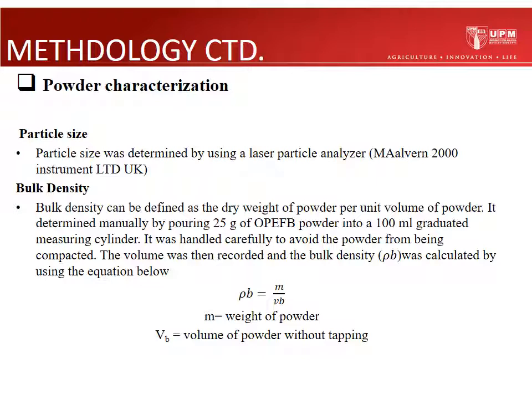For the bulk density, bulk density can be defined as the dry weight of powder per unit volume of powder. It is determined manually by pouring 25 grams of OPEFB powder into a 100 milliliter graduated measuring cylinder. It was handled carefully to avoid the powder from being compacted. The volume was then recorded and the bulk density was calculated by using the equation below, where M stands for weight of powder and VB stands for volume of powder without tapping.